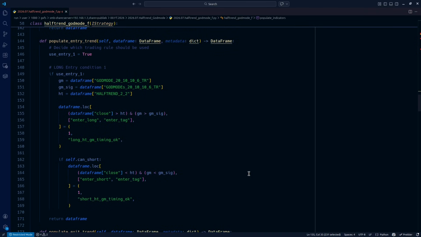You see that the long entry rule is when the close is above the Halftrend line and that the Godmode line should be above the signal line. And here for shorts the rules are reversed. Close should be below Halftrend and Godmode below its signal line.